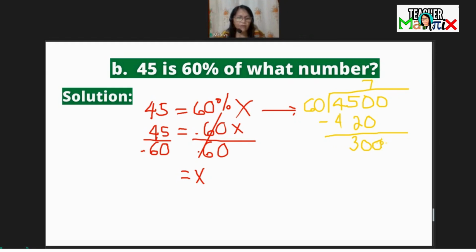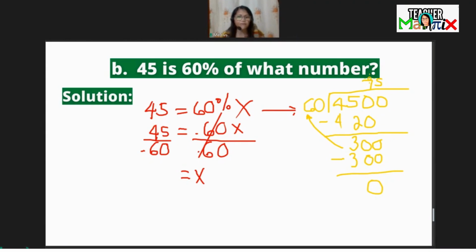We have now 300. And 300 is divisible by 60. What do you think would be the quotient? 300 divided by 60, the answer will be 5. Let me multiply back. 5 times 60, the answer is 300. Let's subtract. Of course, it's 0. Meaning we have the 75.